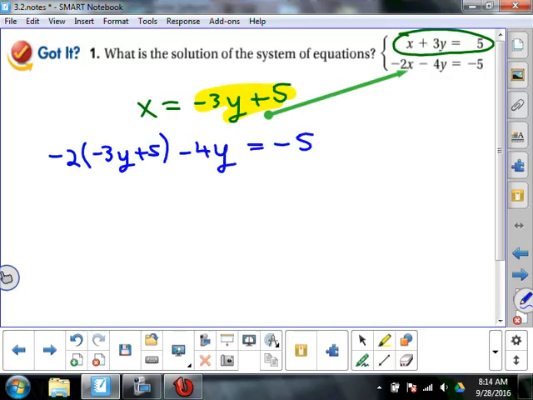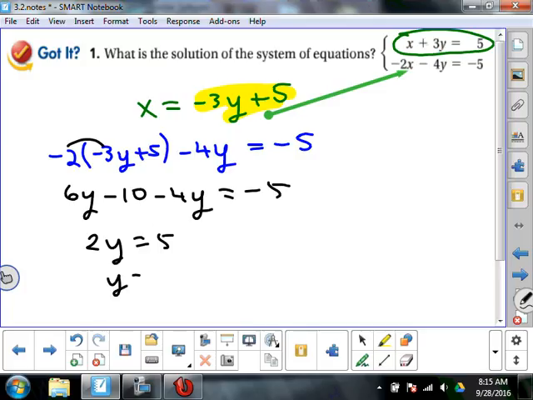Dude, that's so many negatives. Wow. A lot of places to go wrong here, right? Let's distribute the right way. What do we get? 6y minus 10 minus 4y, and that's all equal to negative 5. Good. So then we get 2y is 5. We get y is 5 halves.